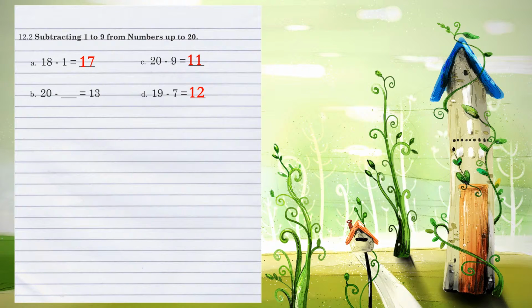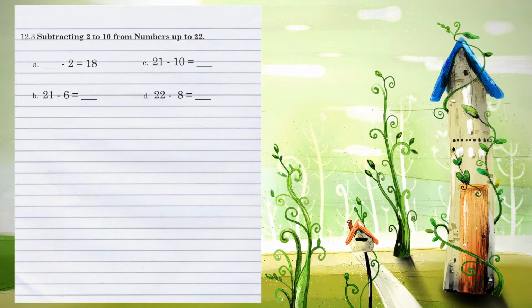Example B, 20 minus what number equals 13? You could count backwards here if you wanted, but I think we're more comfortable with counting forward. So let's start with our 13 and see what we would have to add to equal 20 using our tally marks. 14, 15, 16, 17, 18, 19, 20. We have 7 tally marks, which means we are subtracting 7 to equal 13.